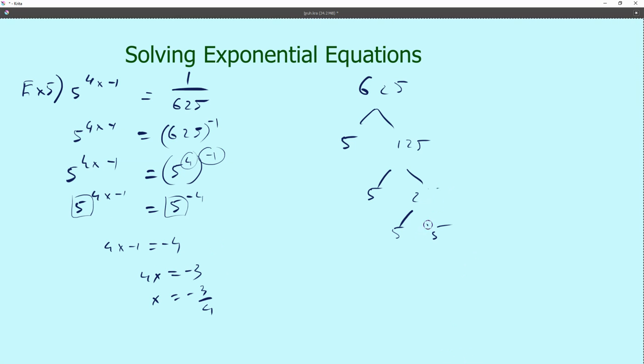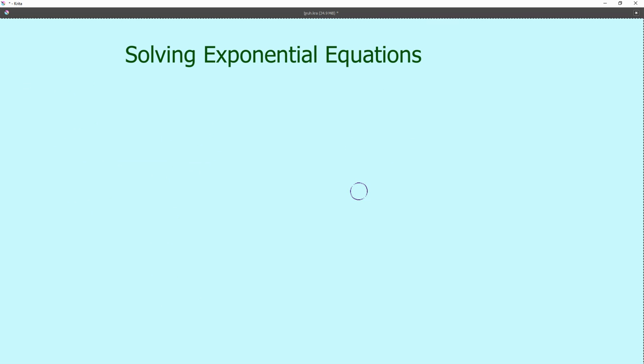Let's see. Erase this side here. Just erase the whole thing. Last example. They can give you a slightly harder kind of problem.